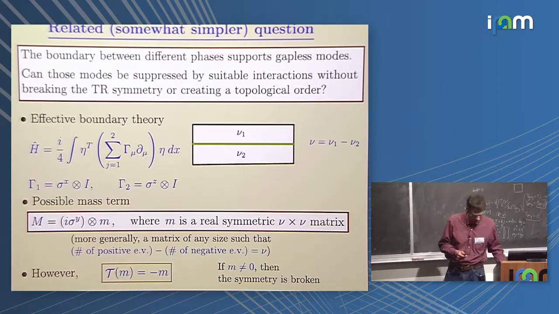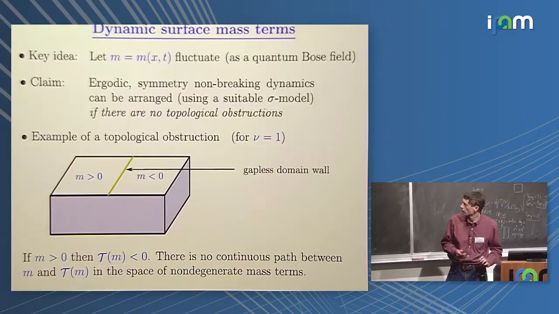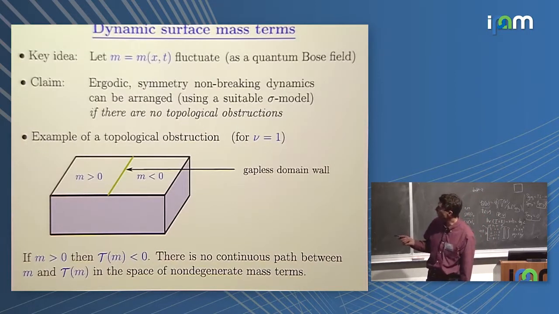So how do I achieve that? This is the general scheme. It's a dynamic surface mass term. The key idea is this. Let the mass term be a function of the coordinate on the surface and time. And this function fluctuates. It's a Bose field. Our system is built out of fermions, but we're adding a boson. In principle, one can build bosons out of fermions if we really want, but let me just say it's an additional degree of freedom. And this additional degree of freedom will aid the construction of the Hamiltonian.